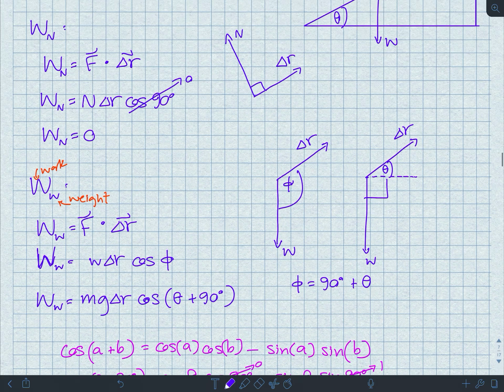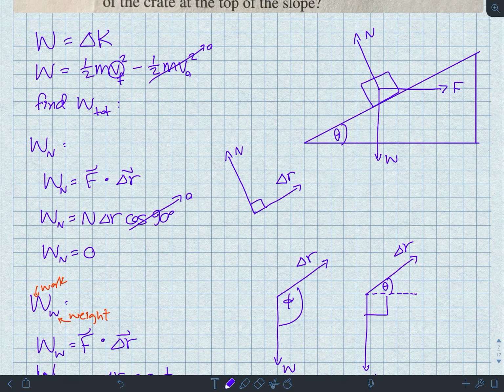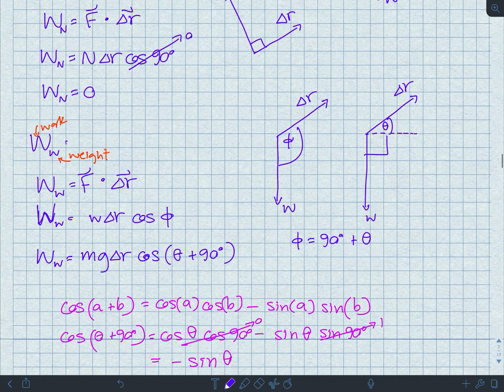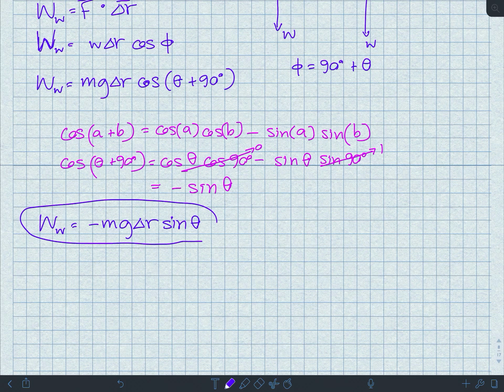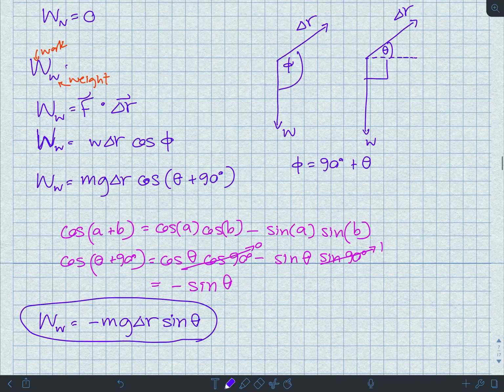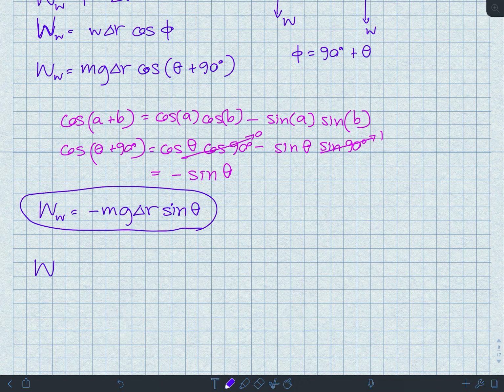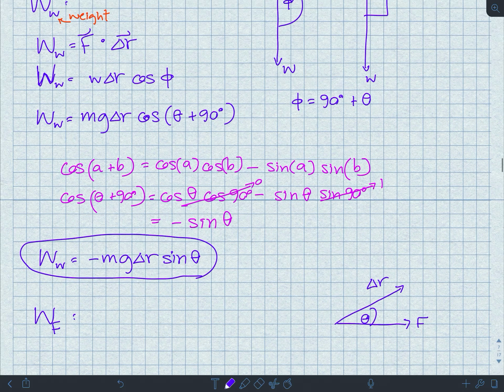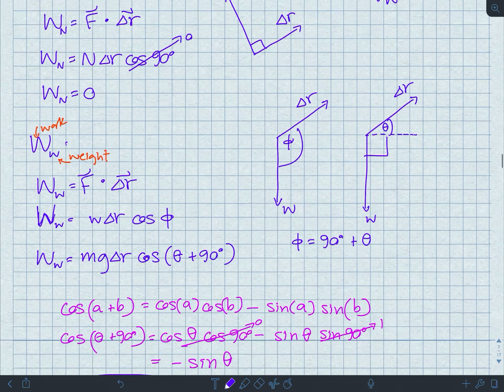Okay, so let's see, we've got the work done by the normal force, the work done by the weight. Now we need the work done by the pushing force F. So let's find that one now. Okay, so I'm just going to circle this one so I find it easier. All right, so now the work done by F. Okay, so the diagram is, here's F, here's the delta R, and now the angle between them is the ramp angle.